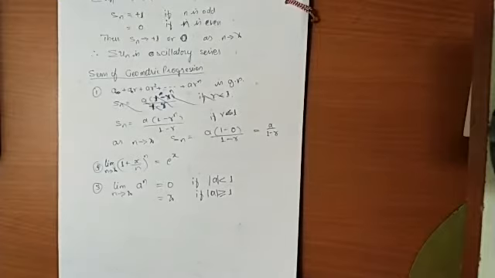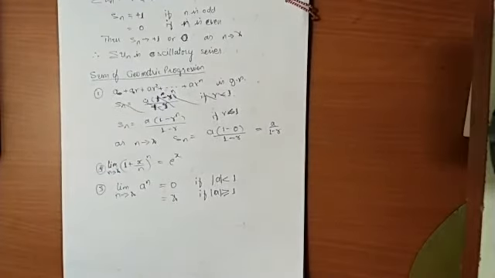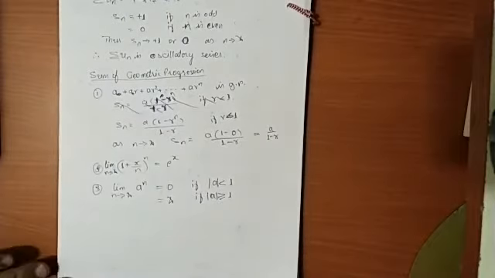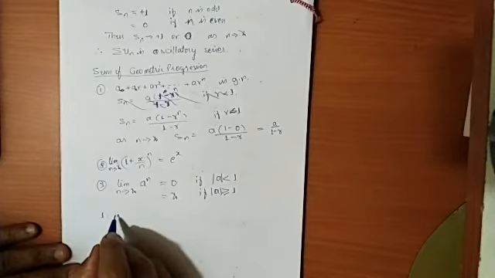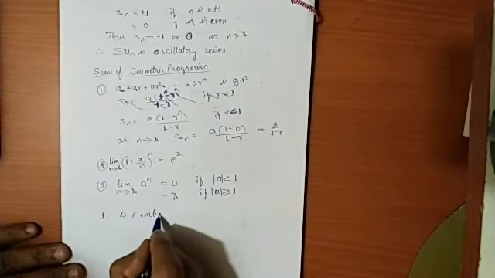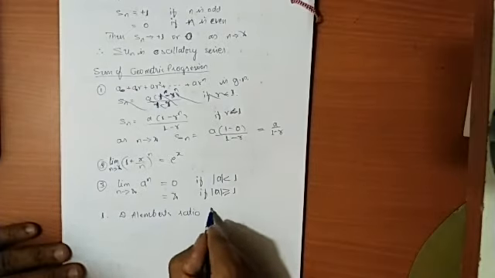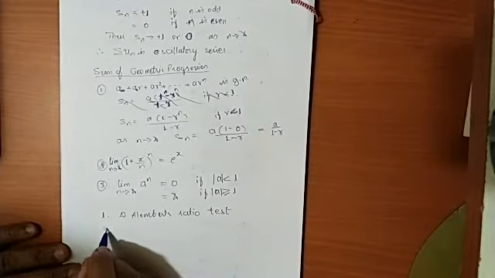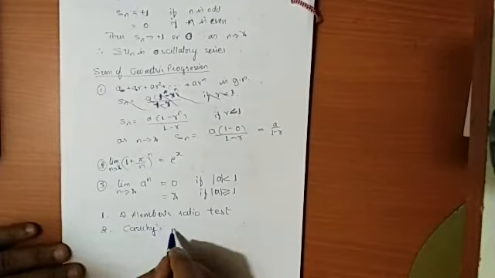As I told you, a series can be convergent, or it can be a divergent series, or it can be an oscillatory series. Your syllabus consists of only two methods. One is D'Alembert's ratio test and the other is Cauchy's root test.